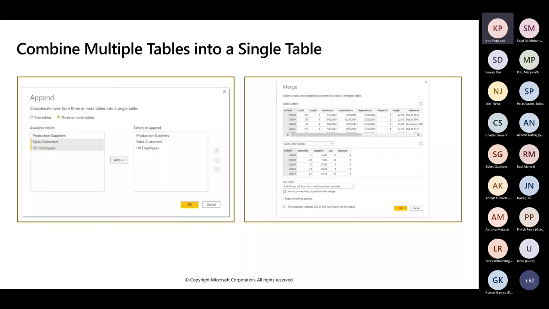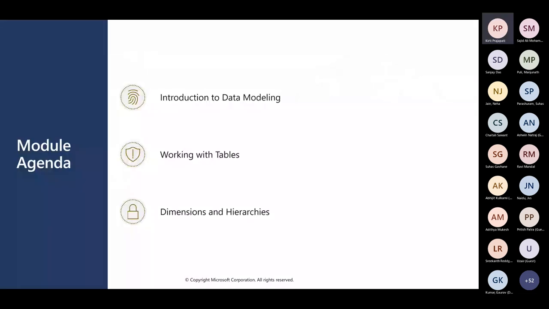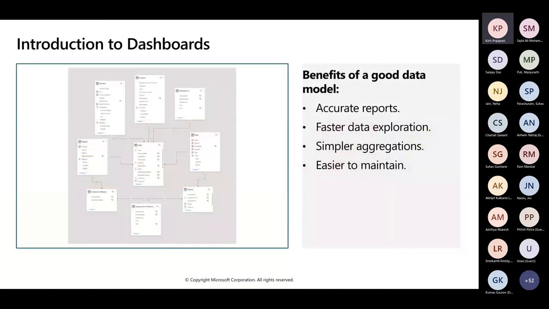And then we talk about combining multiple tables into a single table. It may happen that you do not want to get the reference of a number of tables, but you want to merge all the tables into one. Then we have this capability when we are talking about creating the data set. So we can also combine multiple tables into a single table. Then after that we see how to design a model in Power BI. In that we'll see how data modeling works, how to work with tables, and how to create dimensions and hierarchies. So let's go with the data model first.